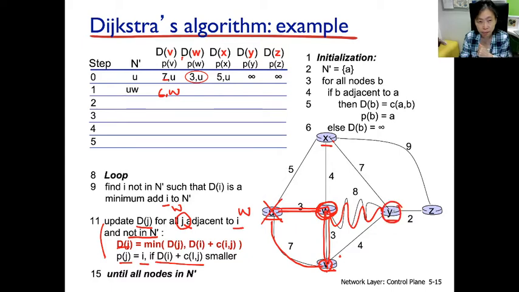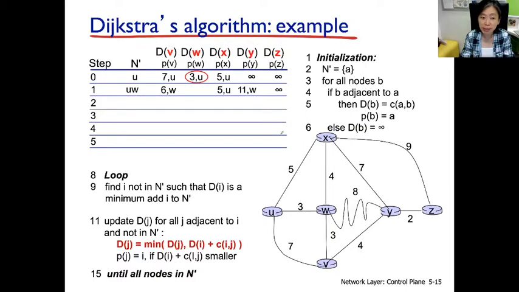Second neighbor, Y. Previously, D of Y was infinite. Currently, if we use W as a hopping node, 3 plus the link cost between W and Y, 8. Together, 11. Obviously better than infinite. And the predecessor is W. Third neighbor of W, X. Exploiting W as the hopping platform, and adding the link cost between X and W, that is 7. Is 7 better than D of X? D of X was 5, so in X's case it's not better, and we keep 5 here. Z is not connected, so it will remain infinite. Therefore, we should see 6W here, 5U here, 11W here, and infinite here.